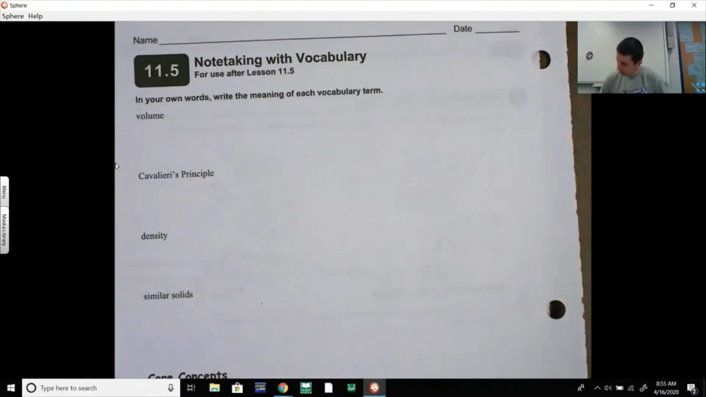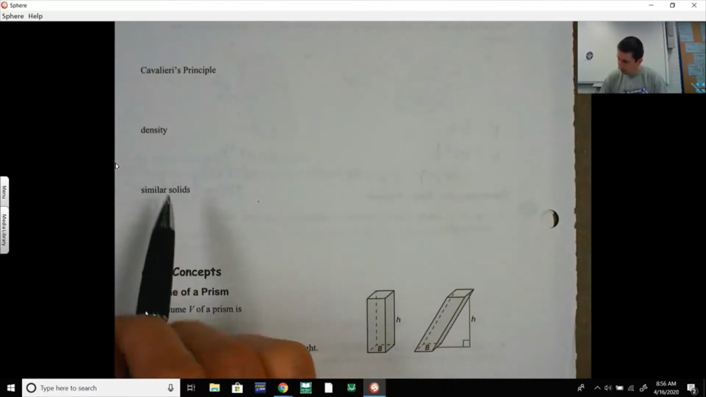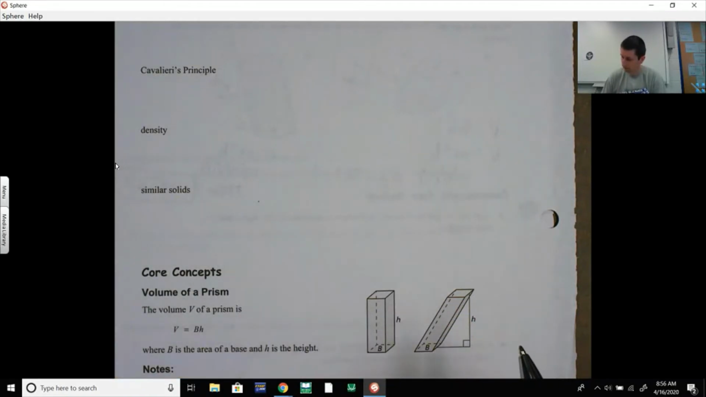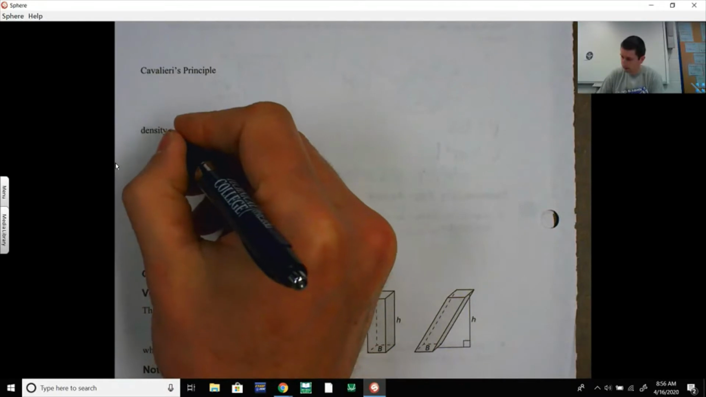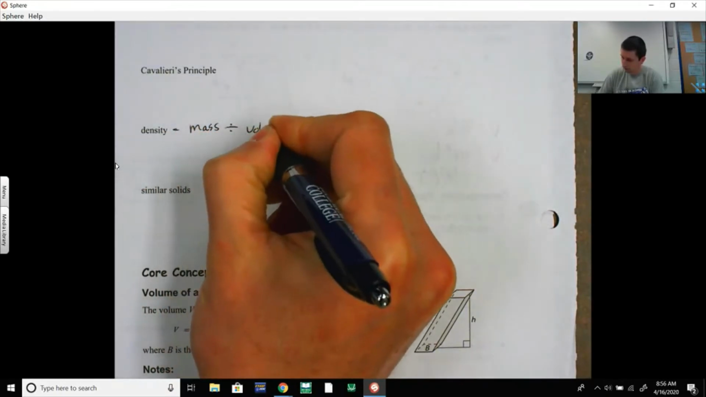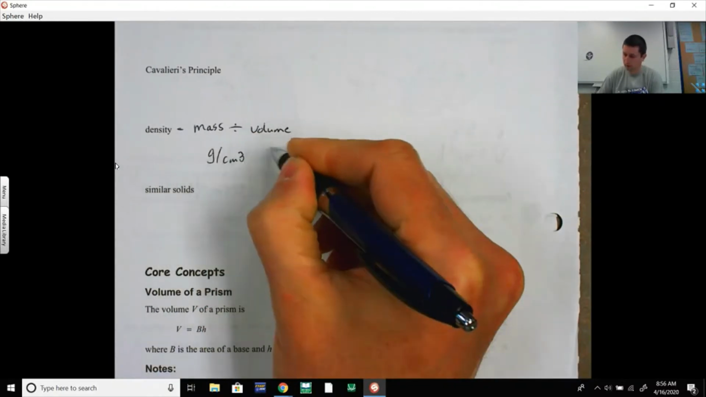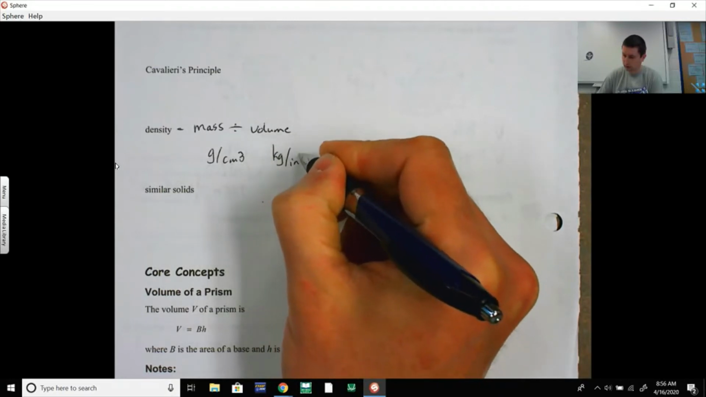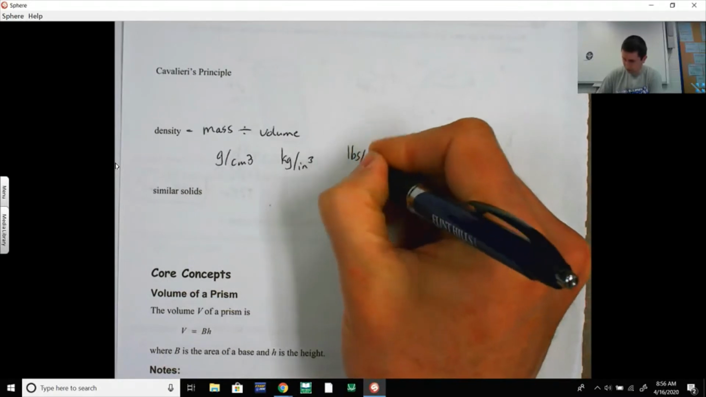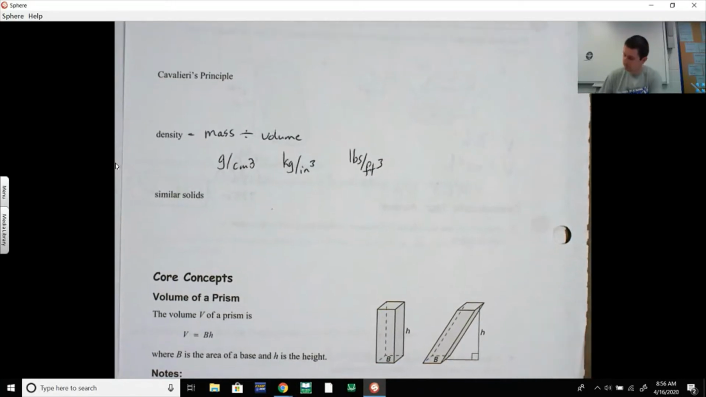Okay, some of the vocabulary. We've already talked about a lot of this. Similar solids we'll talk about later. Density is mass divided by volume. That's how you get grams per cubic centimeter or kilograms per cubic inch. You probably wouldn't mix metric and English, so we could go pounds per cubic foot. All of those would be labels that would be density.